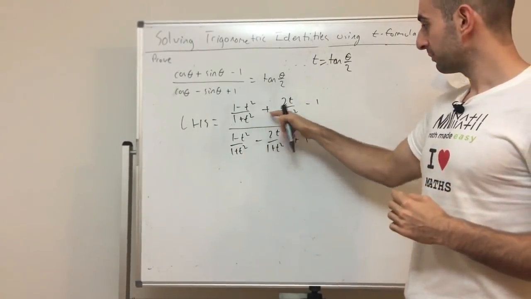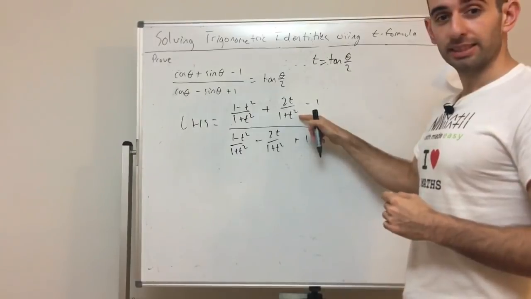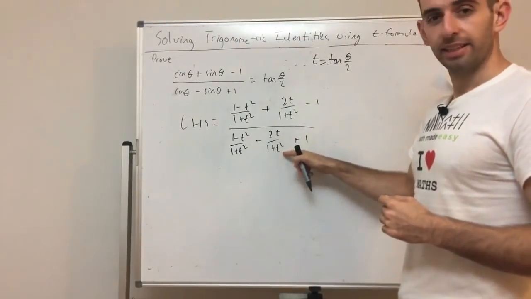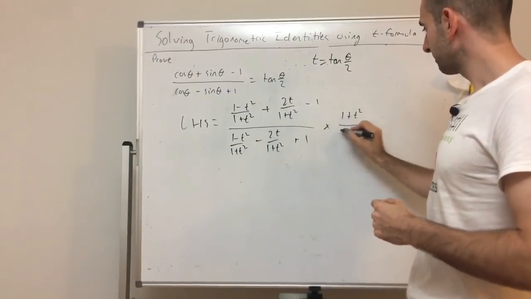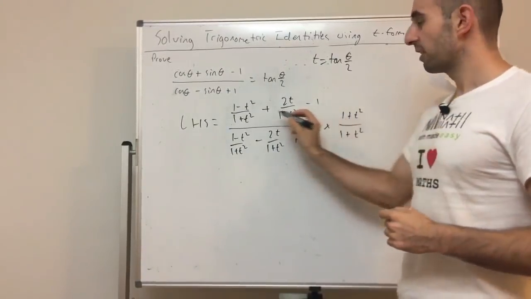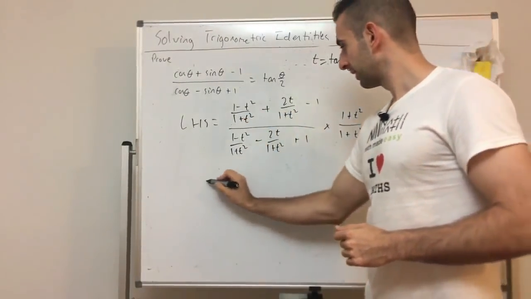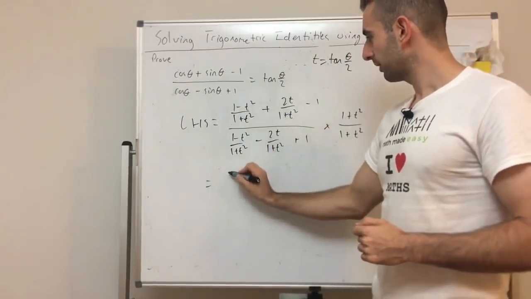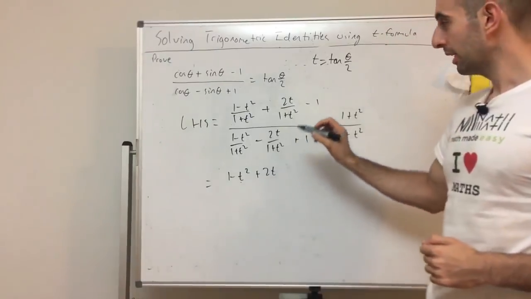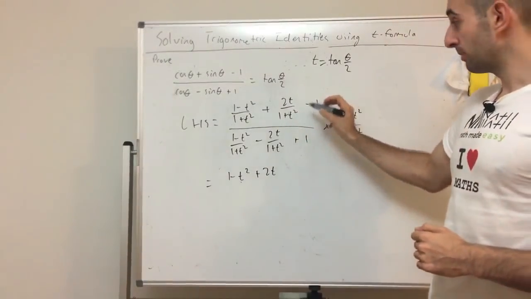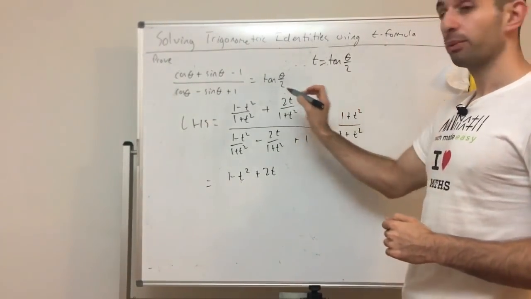And if you notice here, 1 plus t squared is the LCD here and here. So if I times top and bottom by 1 plus t squared, the fractions are gone. So this will cancel that fraction. I'm left with 1 minus t squared plus 2t. Now then I have to times this term as well because we're timesing this with every term.